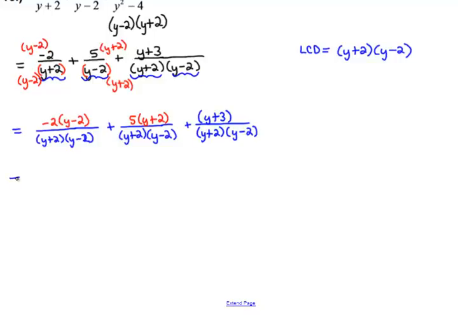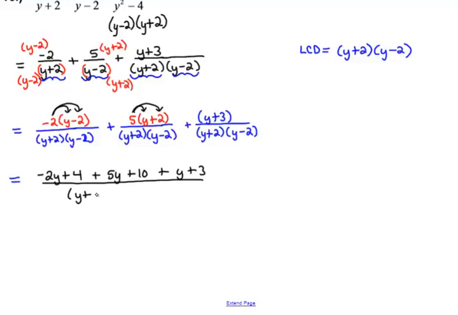Now, in order to add my numerators together, I have to distribute and get rid of all the parentheses. So I will have negative 2y plus 4 plus 5y plus 10 plus y plus 3 all over y plus 2 times y minus 2.